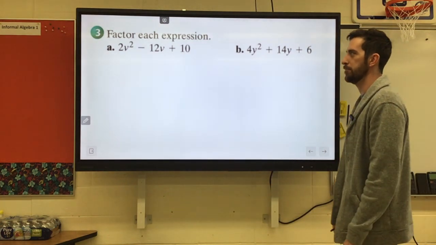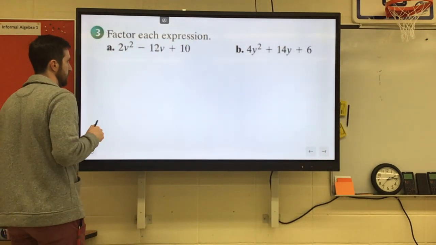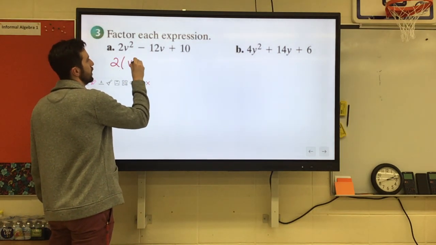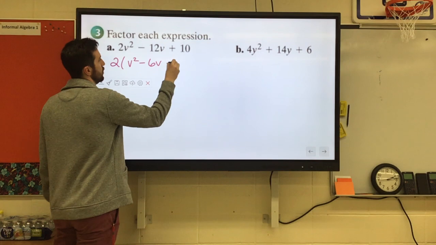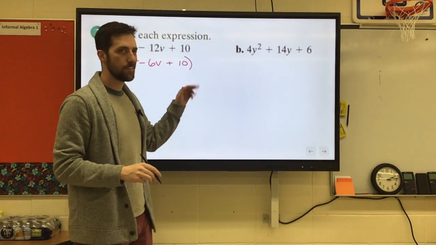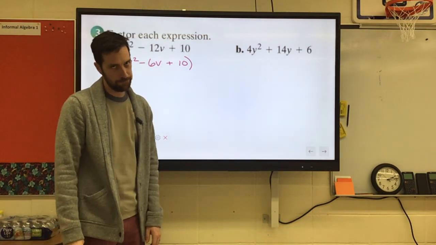Always look for a greatest common factor first. I see this first one has a 2 in common. So I'm going to factor out the 2, which leaves us with v squared minus 6v plus 10. Now, this is boring because this is like an old problem now. There's an invisible 1 in front of the v squared.